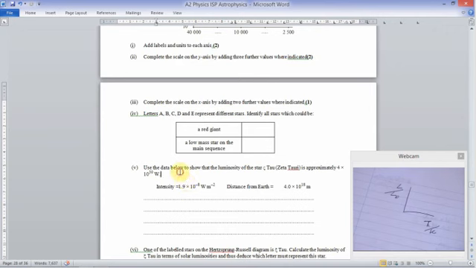Okay, so use data below. I was thinking about the graph where it said use the data below. For some reason I thought the graph. So we've got the information here. We've got intensity, we've got distance, and they want us to show the luminosity.